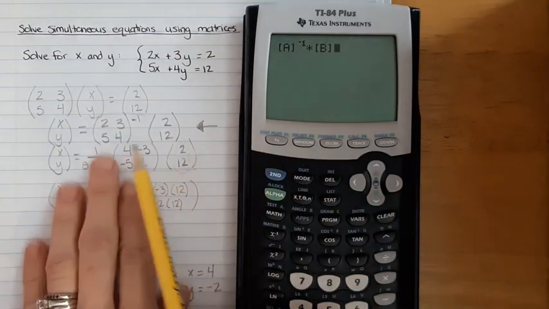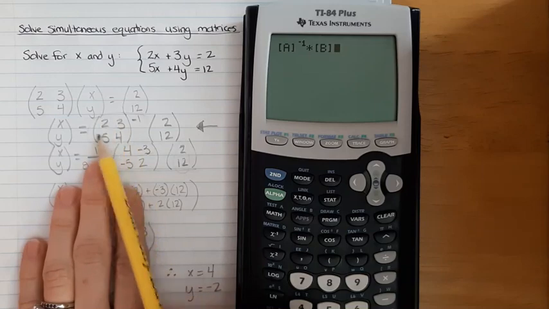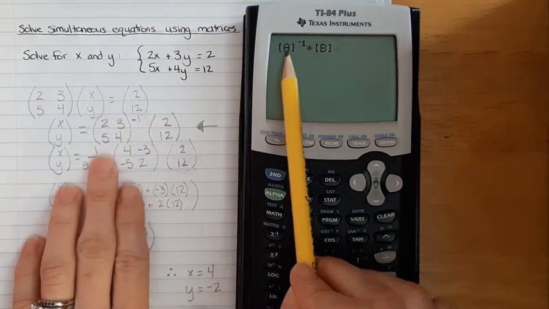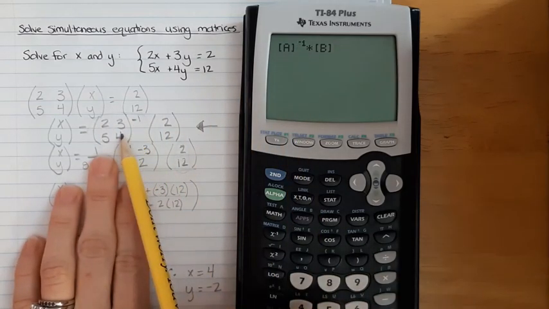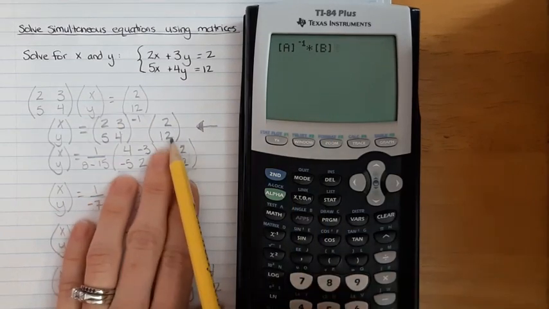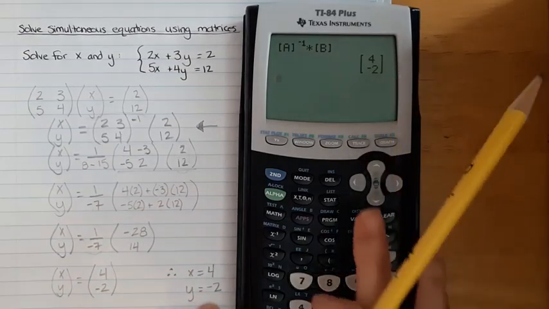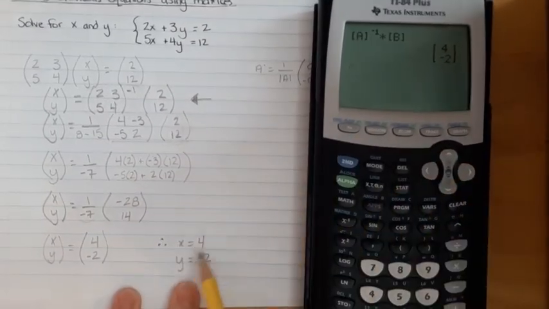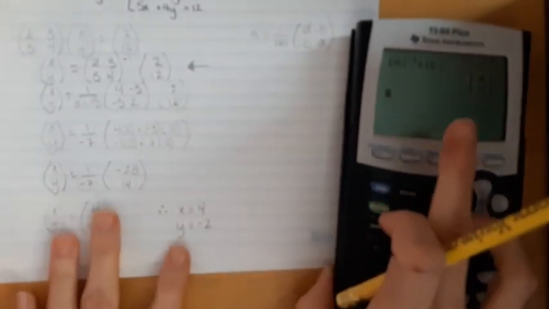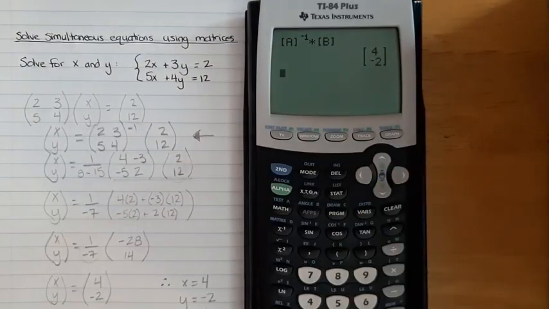So now that's exactly what's written out here. I put in this as matrix A, so I've got A to the power of negative 1, the inverse of A, and I put this one in as B. So that's what goes in there. And then if I hit enter, I get 4 over negative 2, and that's what I got down here. x is equal to 4, y is equal to negative 2. All right, so that about does it for section F.